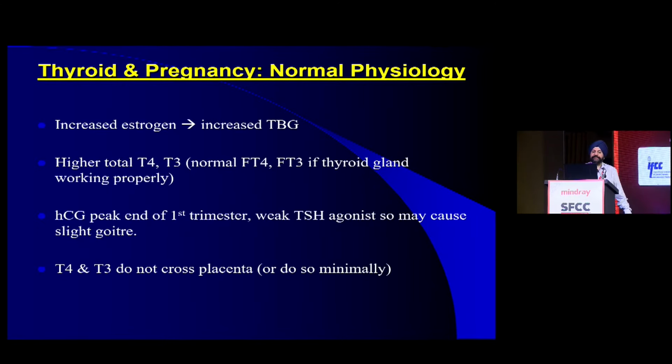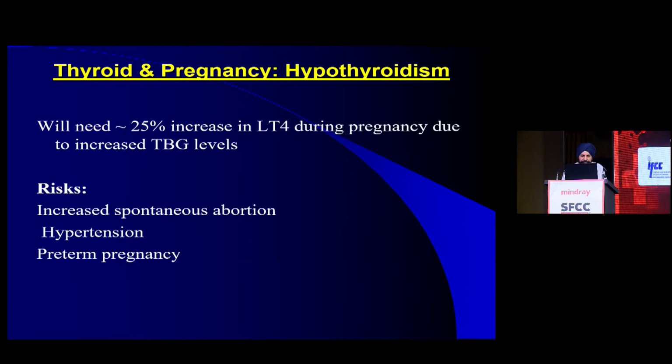Now thyroid and pregnancy. There are increased estrogen levels in pregnancy, hence there is an increase of thyroid binding globulin. Because of that, the T3, T4 levels are high even when the FT3, FT4 are normal and the gland is perfectly normal. The HCG levels peak at the end of the first trimester, and HCG is a weak TSH agonist, so it may cause slight goiter and slight feedback inhibition of T4, T3 and hypothyroidism. So all patients who have pre-existing thyroid illness will need an increase of 25 to 50% in the dosage of their levothyroxine because of the increase of thyroid binding globulin.